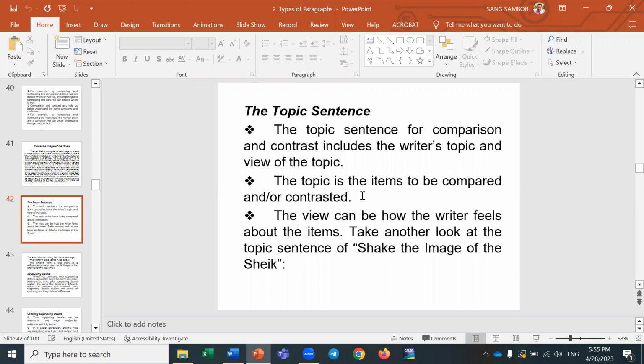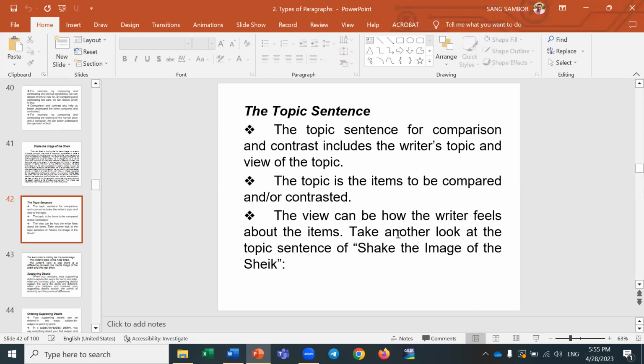In that case, you might be asked to point out the similarities of the two universities, Norton University and Bill Bright University, or you might be asked to contrast, to point out only the differences between them. Sometimes you will probably be asked to include both the similarities and the differences of the two universities as well. All right, the topic is the item to be compared and or contrasted. The view can also be how the writer feels about the item.